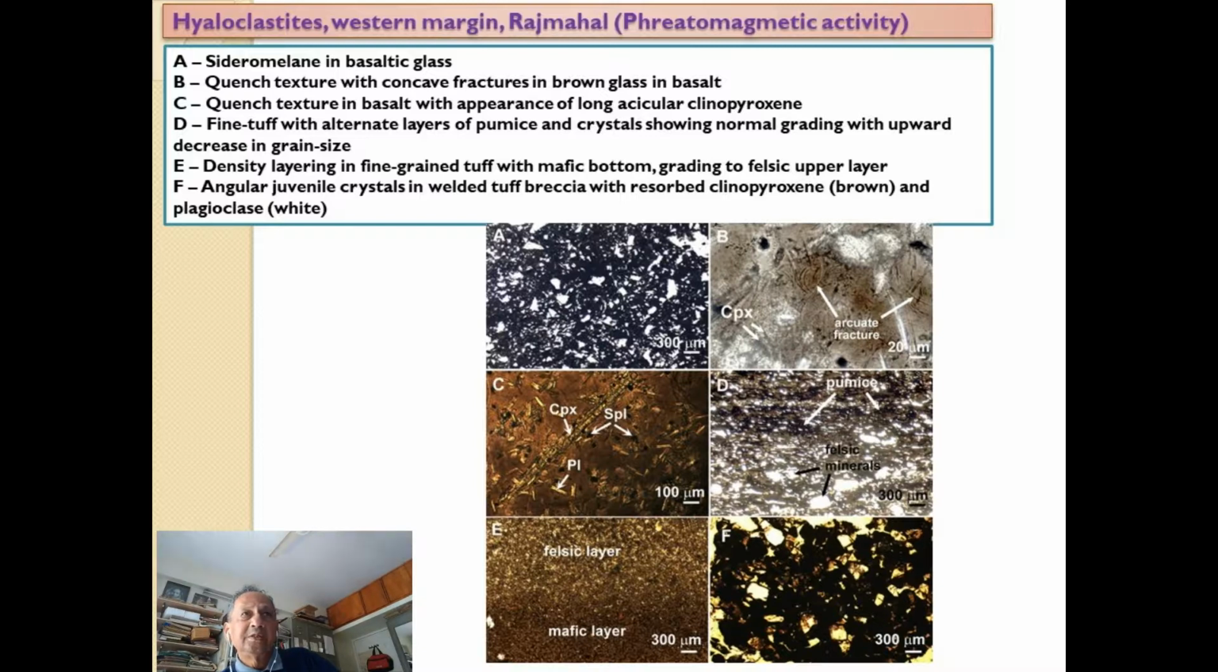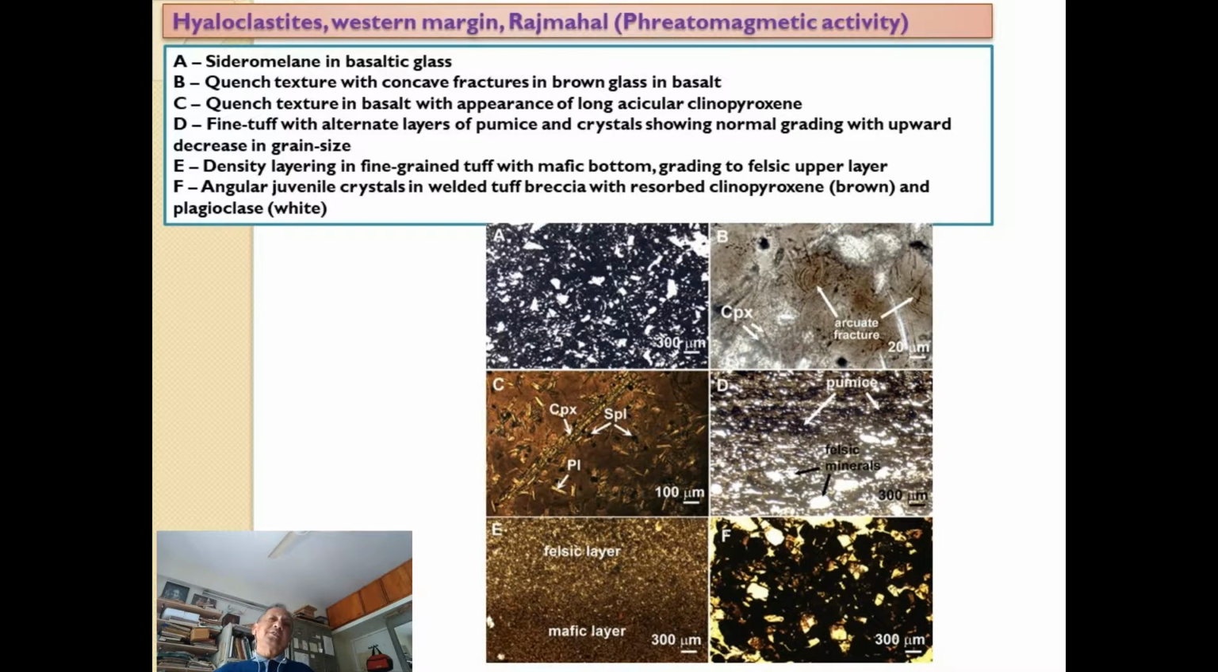D is a photomicrograph of a fine tuff with alternate layers of pumice and crystals showing normal grading, with upward decrease in grain size. And E is again density layering in fine grain tuff, with a mafic bottom grading upward to a feldspar-rich layer. All these, A to E, are hyaloclastite.